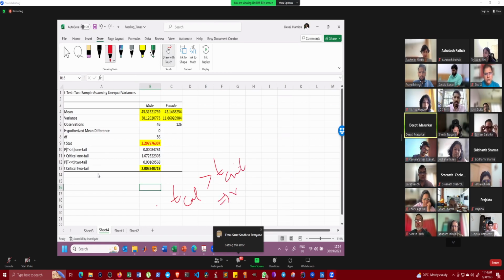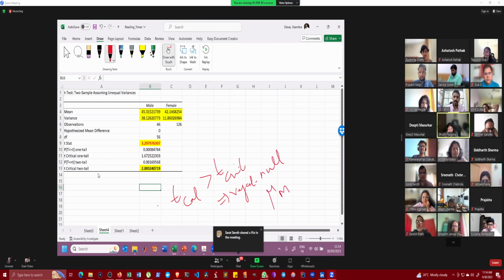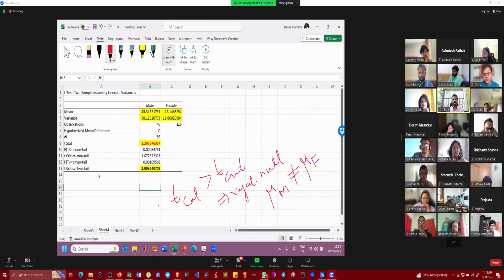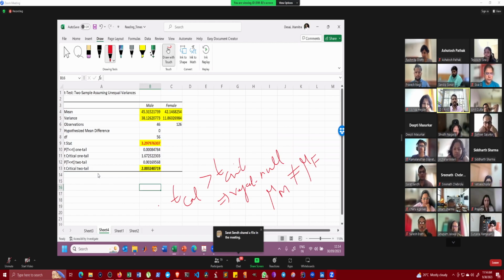T calculated is more than T critical. Reject. If you reject the null, what does that mean? Reject the claim that mu m is not equal to mu f, which means that the amount of time that males and females spend on the app is not equal. Exactly, it is different. Sort of agrees with our averages, right? Males are spending 45.3 minutes, females are spending only 42.14 minutes.